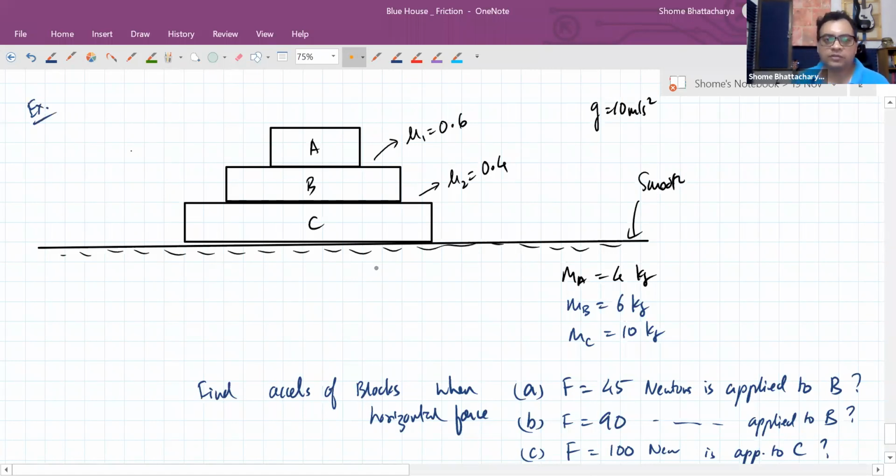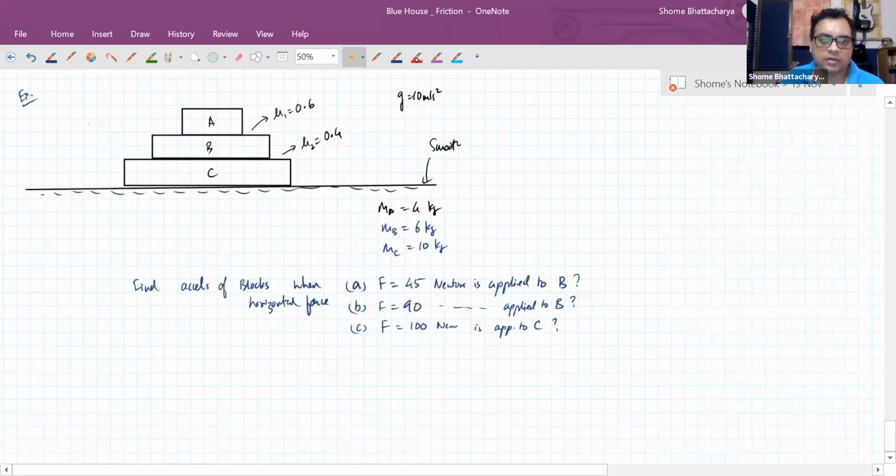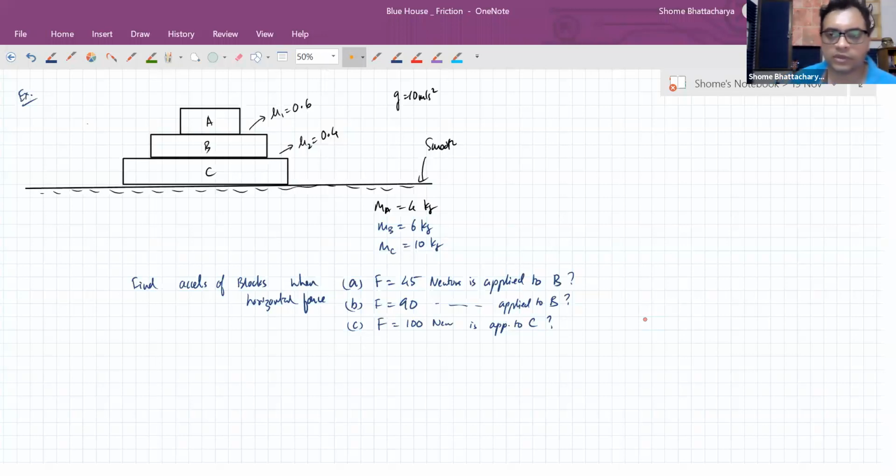So the method for solving will be the same as we discussed in the previous class. The first thing you should do is check what is the limiting friction available for each of the surfaces. For the contact surface between A and B, just find out the value so that you can compare it later. So find out what is the maximum friction available between A and B, and what is the maximum friction available between B and C. You do that beforehand, before you attempt any of the parts A, B, C.